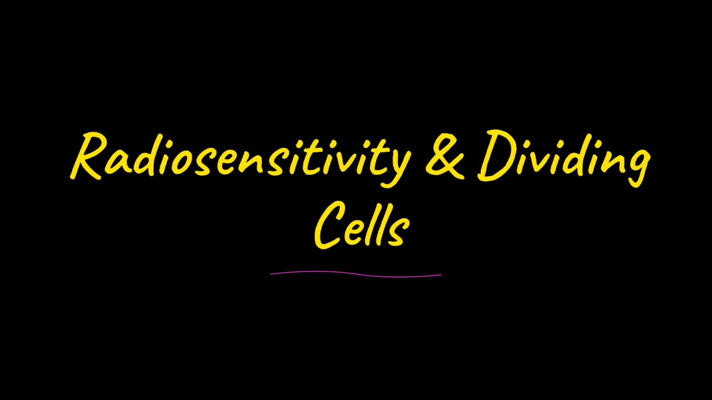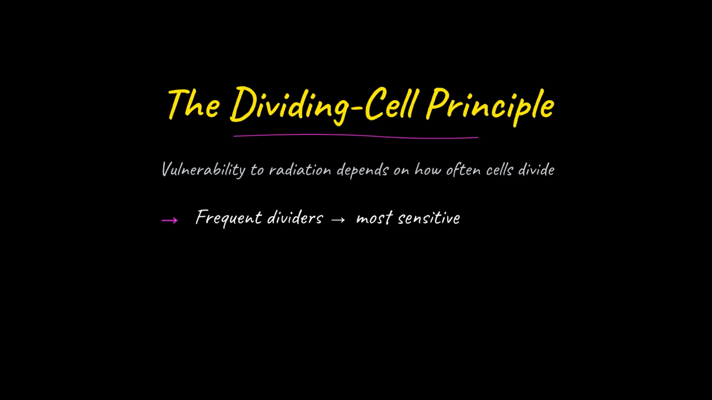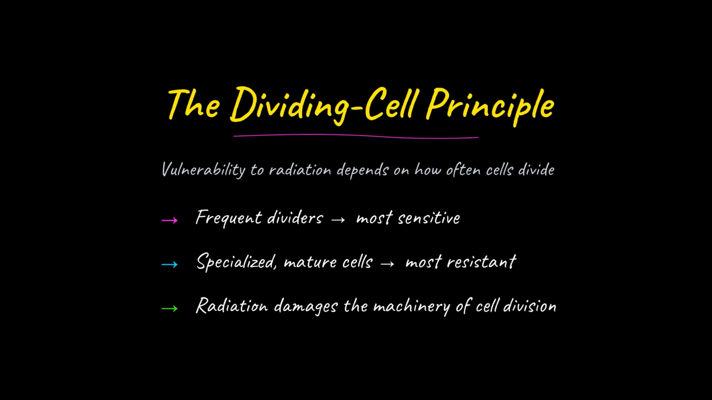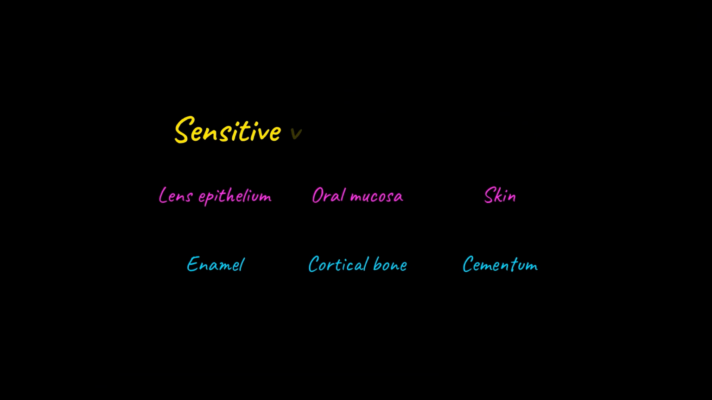Radiosensitivity describes how readily a tissue is damaged by radiation. Not all tissues respond equally, and the key to understanding why comes down to one principle about how cells behave. The core principle is this: cells that divide often and remain unspecialized are the most vulnerable to radiation. Cells that are mature, specialized, and rarely dividing are the most resistant, because radiation does its harm by disrupting cell division itself.